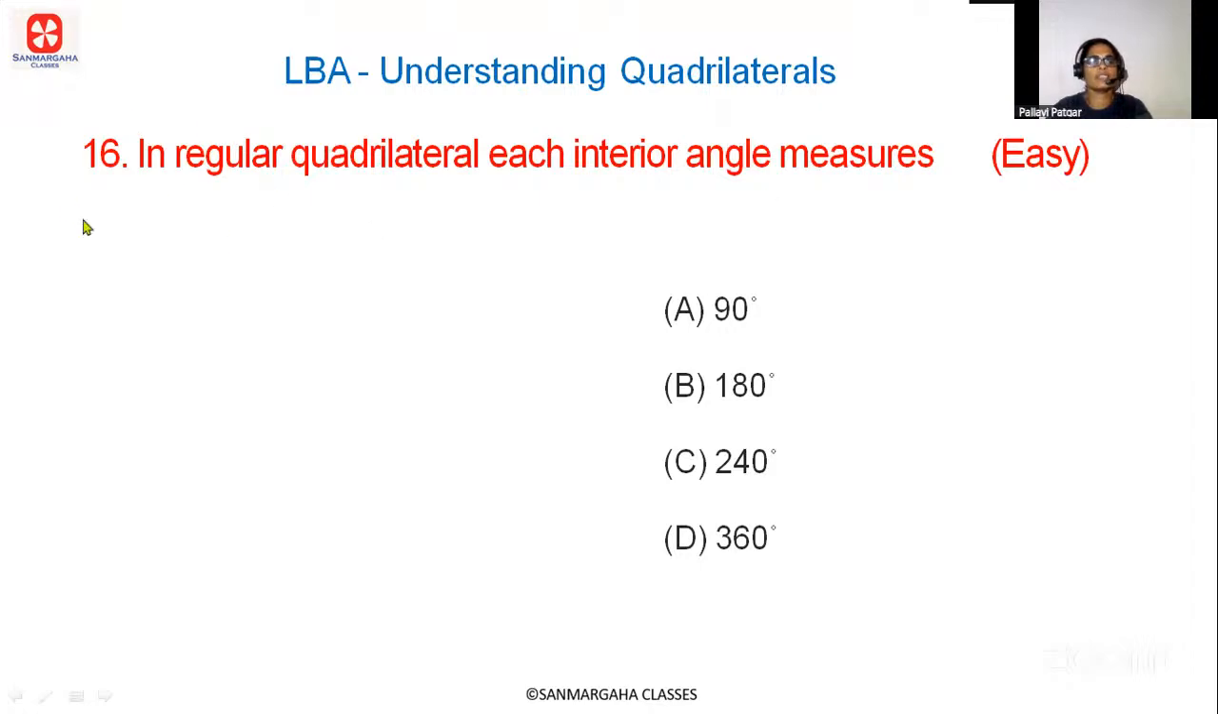In this chapter, look at the question number 16. In regular quadrilateral, each interior angle measures: option A, 90 degree; B, 180 degree; C, 240 degree; D, 360 degree. Okay. So here, a regular quadrilateral means two conditions should be satisfied. The sides should be of equal length, and all angles should also be equal. Okay. So first, let us find out the sum of the interior angles.